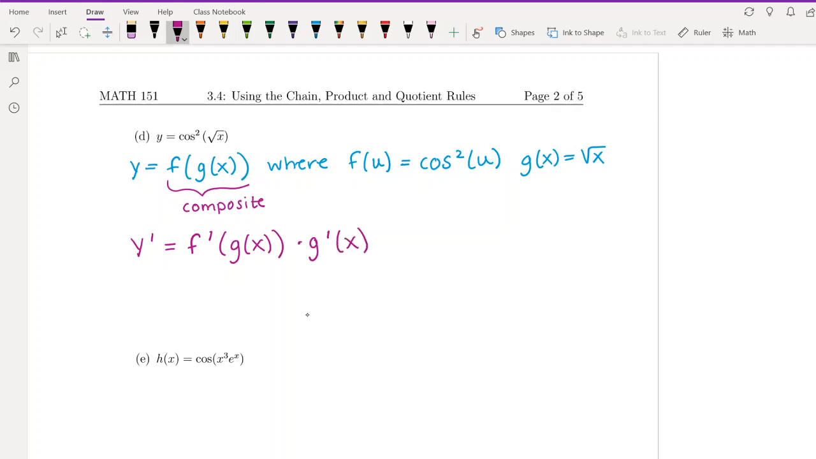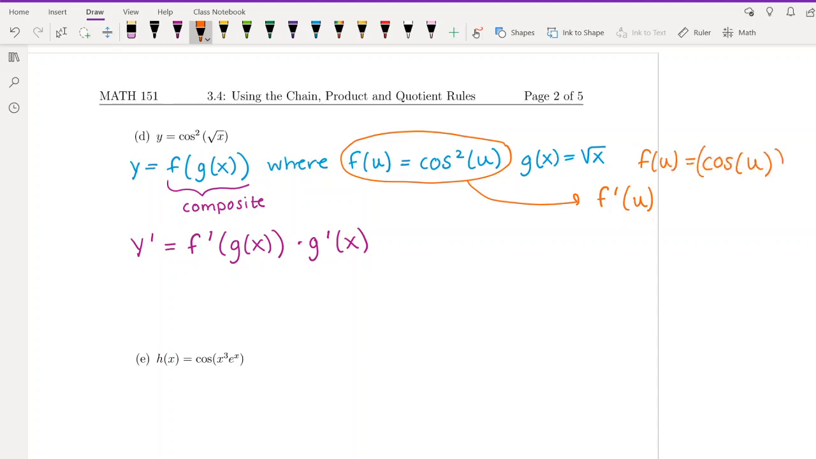That's how the chain rule works. Okay, so now let's figure out what f prime of g of x is. Because this is a composite function itself, that's going to take a little more work, so let's do that off to the side. Let's start by figuring out what f prime of u is equal to, because that's the easier thing to find. Then once we have that, we can just put g of x back inside of it. So to find f prime of u, let's rewrite cosine squared of u as cosine of u, squared.